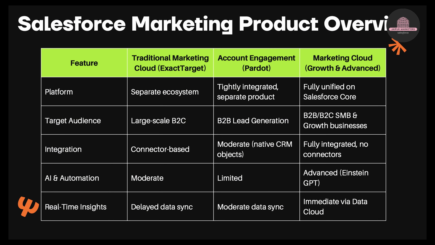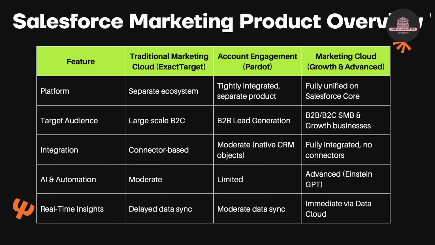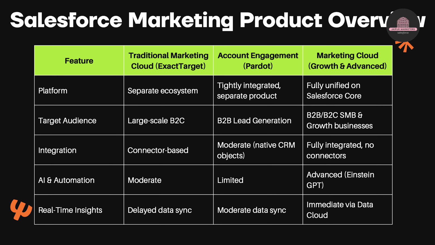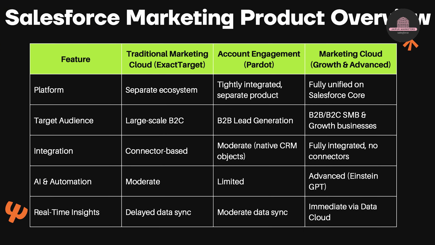Secondly, for target audience, Exact Target is for large-scale B2C customers. Account Engagement is for B2B lead generation and other things. And Marketing Cloud Growth and Advance is for B2B, B2C, SMB and growth businesses. Salesforce is saying it's for small and medium-sized businesses, who can use Marketing Cloud Growth and Advance for their marketing needs.